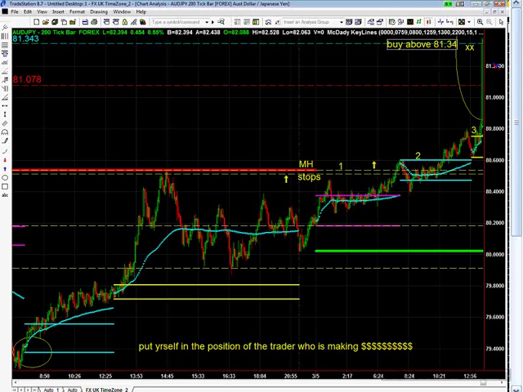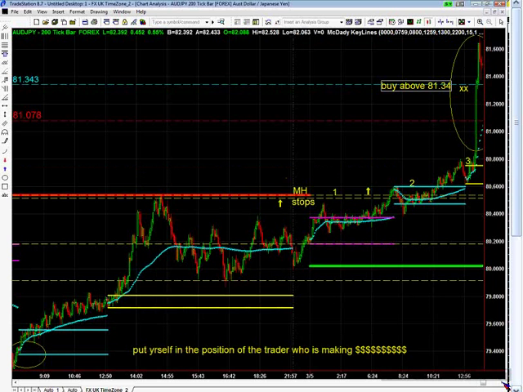worst case scenario, if I cannot buy it anywhere sooner, I'm going to buy it above the 81.34. Why? Because I am now identifying a market condition which is trending, which is momentum coming in, and that tells me I need to be a buyer.